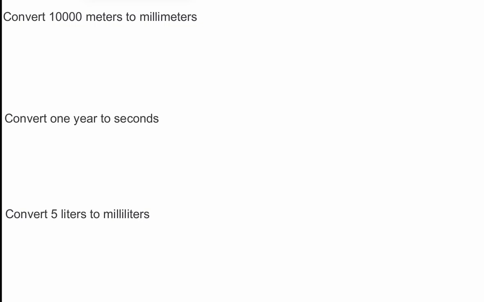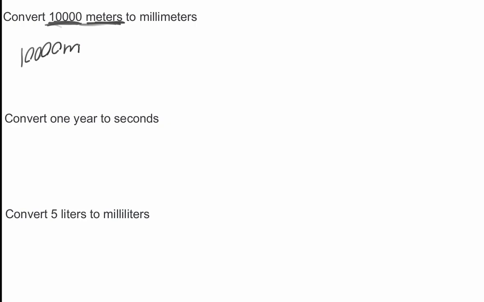All right, for question number one, we want to convert 10,000 meters to millimeters. So the first step would be to copy down the base number as well as the base unit. So in this case, it would be 10,000 meters. Step two is to convert 10,000 meters into centimeters.